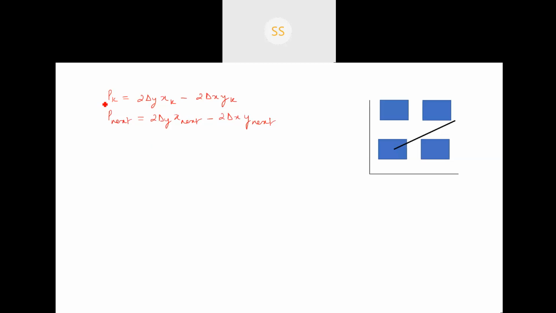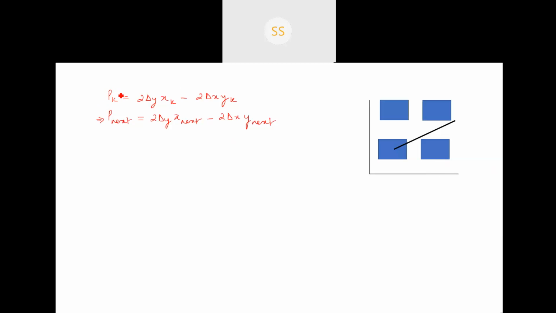Now, if I have to compute p next, what value should I add to pk so that I'll get my next value, that is p next? How do I find that? If I have to compute every time when I draw a line, at each point of it, I'll have to compute my decision parameter, which is said to be pk.